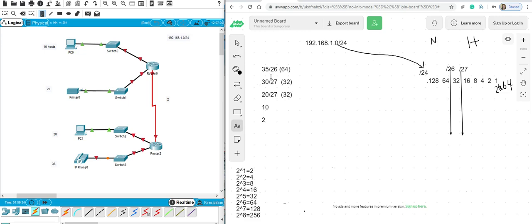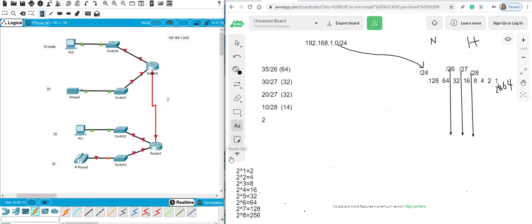So let's look at the 10. Okay. So for 10, 2 to the 1st is not enough, the 2nd, 3rd, 4th. So 2 to the 4th would be enough. 2 to the 4th equals 16. So 1, 2, 3, 4. So that would be right here. That would also be a /28. So I'm going to go back over here. So that's going to be a /28. We said it accommodates for 14.